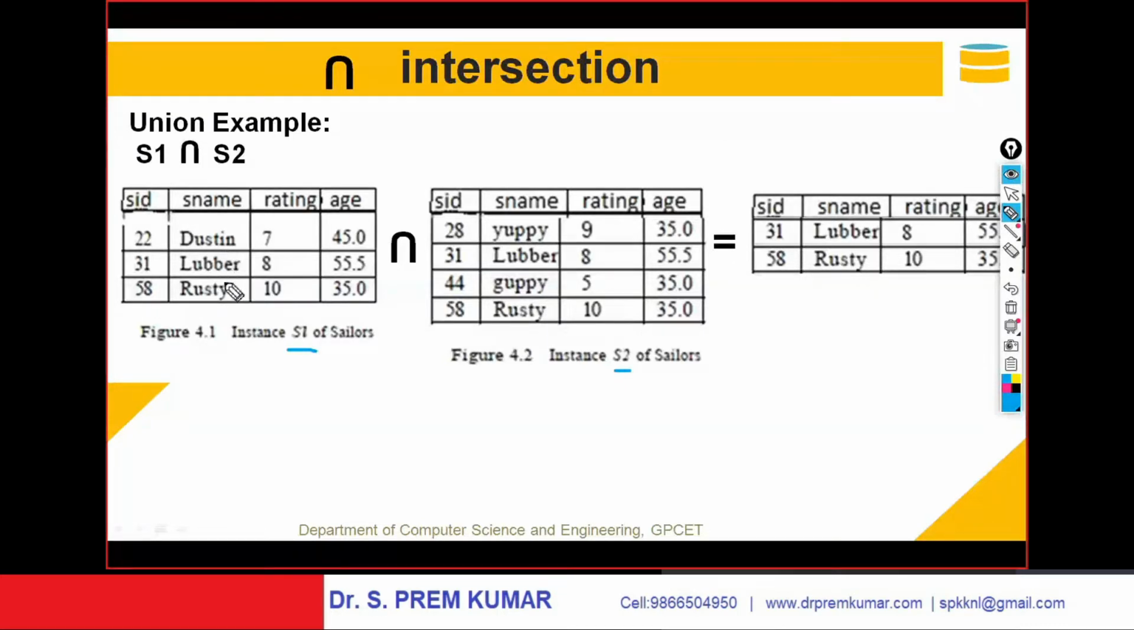S1, you are having Dustin, Lubber and Rusty. S2, you are having UP, Lubber, Guppy and Rusty. This is the data, intersection. We are using intersection. Only the common values will be listed out.